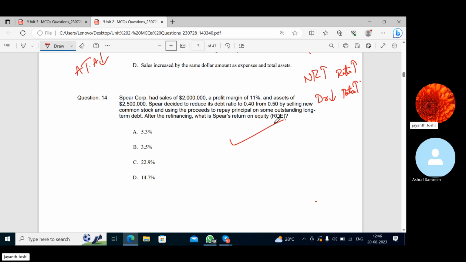So the 14th question. Sears Corporation has sales of this much, profit margin, assets, and they decided to reduce the debt ratio to this much from this much. So now the debt ratio is 0.40. By selling new common stock, they want to reduce the debt ratio. How can they reduce the debts by increasing more equity capital, correct? And using the proceeds to repay principal on some outstanding long-term debt. So whatever money they are getting from equity, they want to repay the debts, it seems. And after the refinancing, what is Sears's return on equity, they're asking?